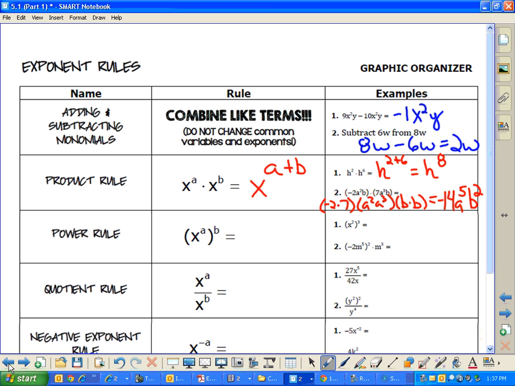The power rule, also a shortcut. Let's say I was a super mean teacher, and I said, walking in the door today, you have a test, and I need you to figure out x squared raised to the third power. You can write it out long ways to try to think about it. If you have x squared cubed, what's another way to write that? Geo. Exactly.